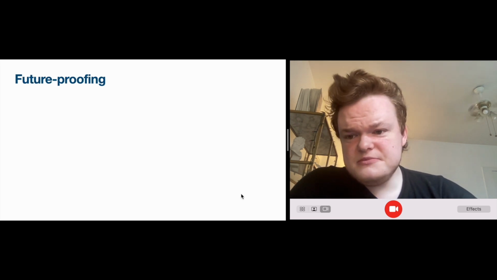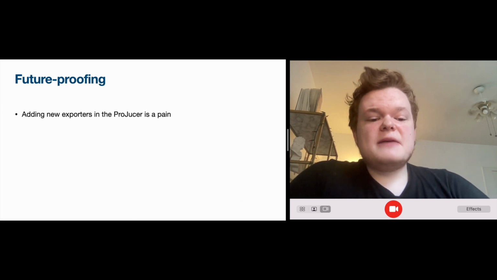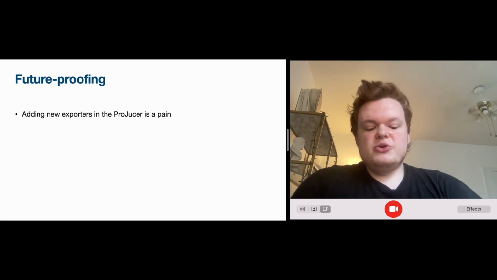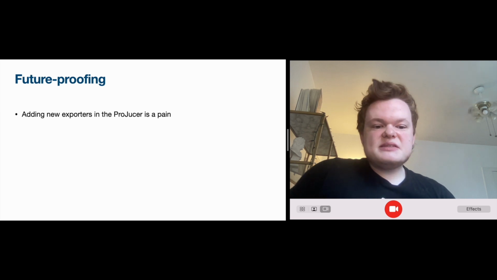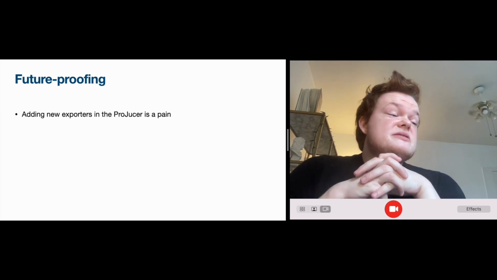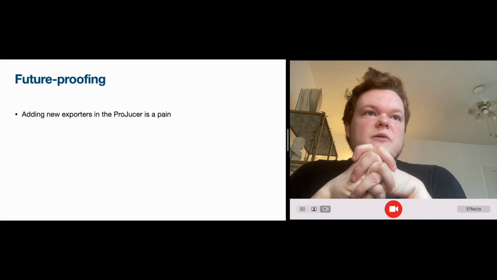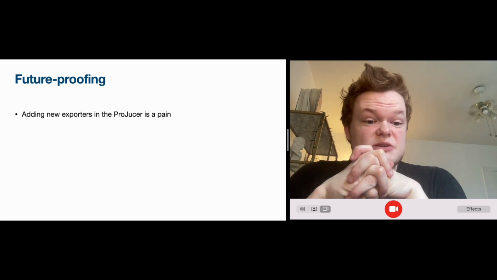Future proofing. So as I've already mentioned, in the Projucer, if you want to support a new build system, you need to explicitly create an exporter for that. And this is something that I personally have experienced recently, where one of my contracting gigs, they wanted me to add an exporter for Visual Studio 2022.